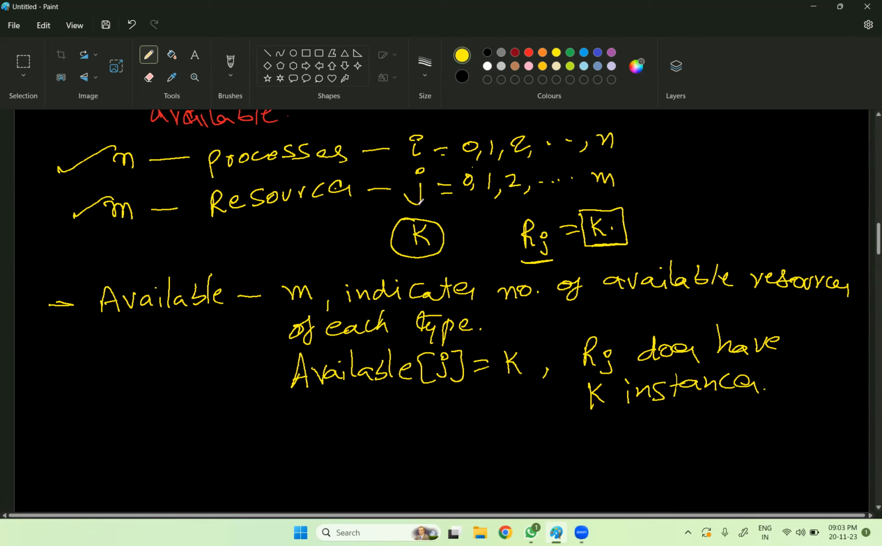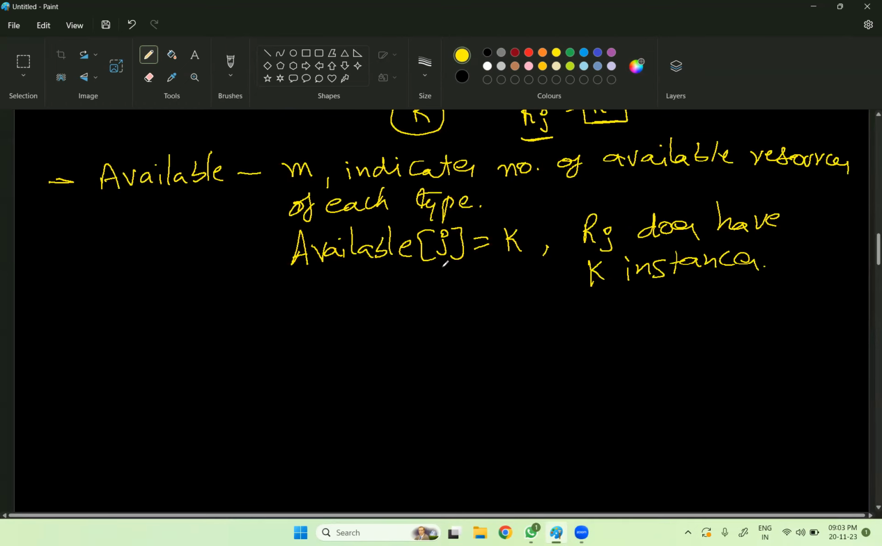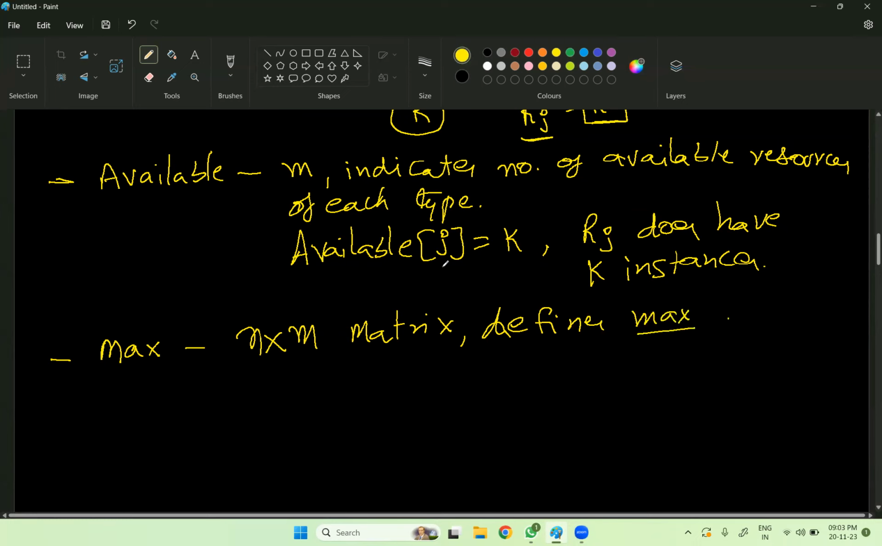Then the second data structure, maximum, max. It is actually a matrix, an n by m matrix, which defines the maximum demand of the process.